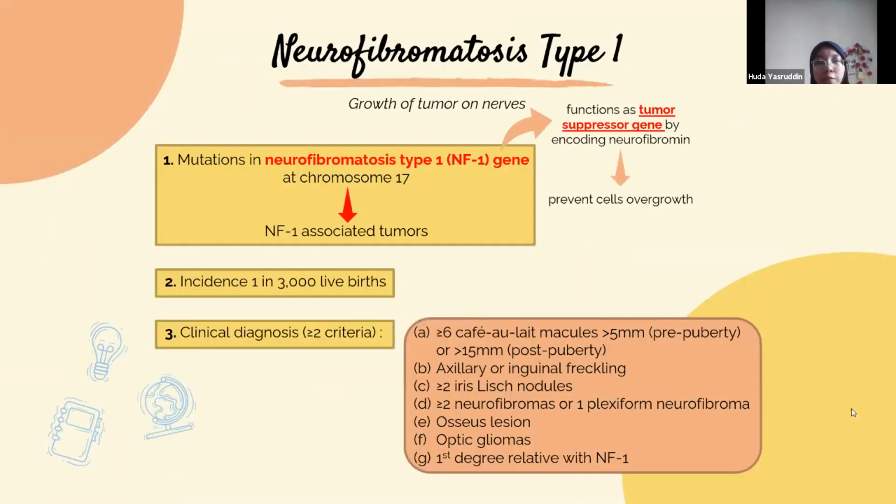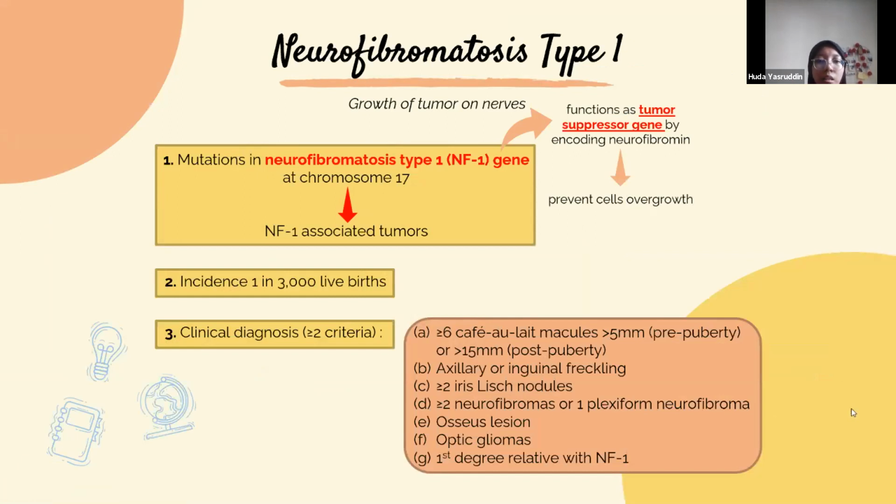So, done with Marfan syndrome, we move to neurofibromatosis. Usually, the most common neurofibromatosis manifested by children is neurofibromatosis type 1. And this is basically a tumor on the nerves. So how does this happen?